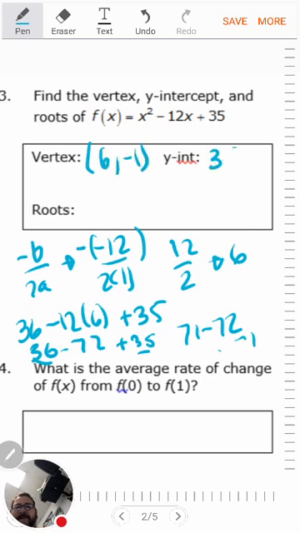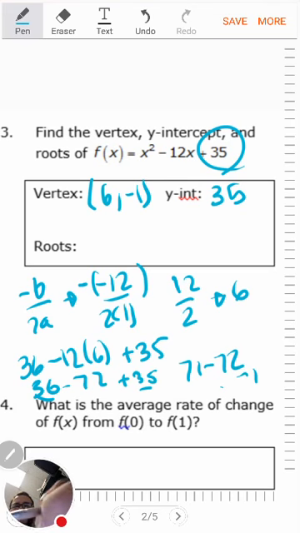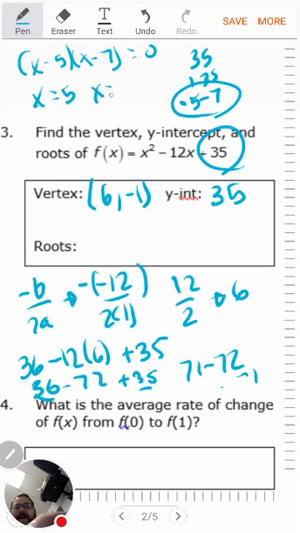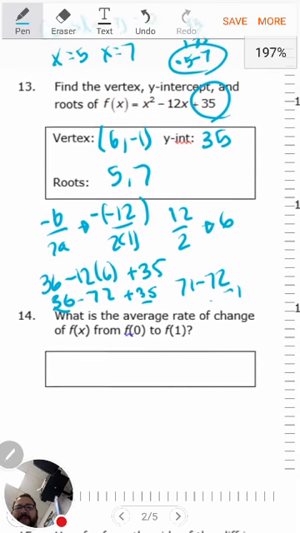The y-intercept is 35, because that's just right there. Now it says the roots, so you need to factor that. So you're going to take 35, so that's 1 and 35, 5 and 7. 5 and 7 give me 12, so negative 5, negative 7. So then I have x minus 5, x minus 7 equals 0. So I get x equals 5 there, x equals 7 there. So there's my roots. Now we can answer all of these questions.